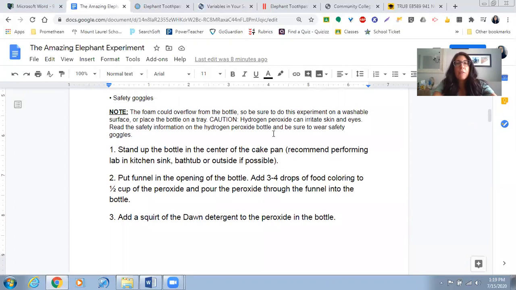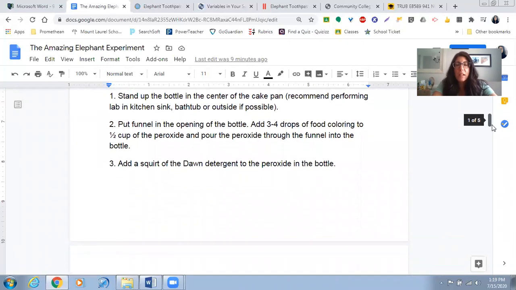I do have a note here that the foam could overflow from the bottle. So please make sure that you are doing this experiment, if possible, outside, which would be ideal. If you are not able to do this outside, then please try to do it in your kitchen sink, in your bathtub, even on the kitchen floor would be fine. But if you have some type of pan to put your bottle in the middle of, that would collect any of the added foam that keeps coming out of your bottle. So please follow through these steps.